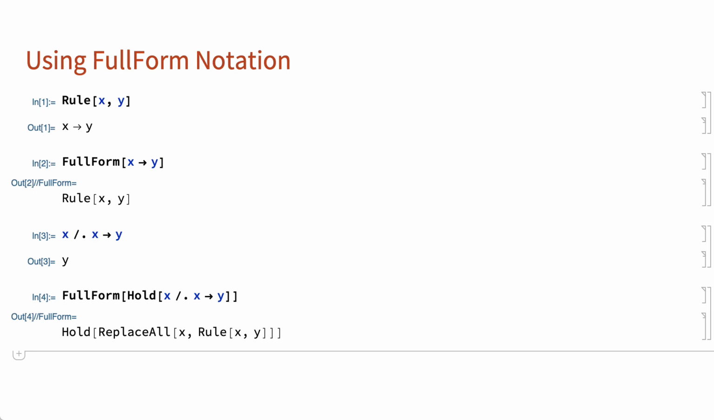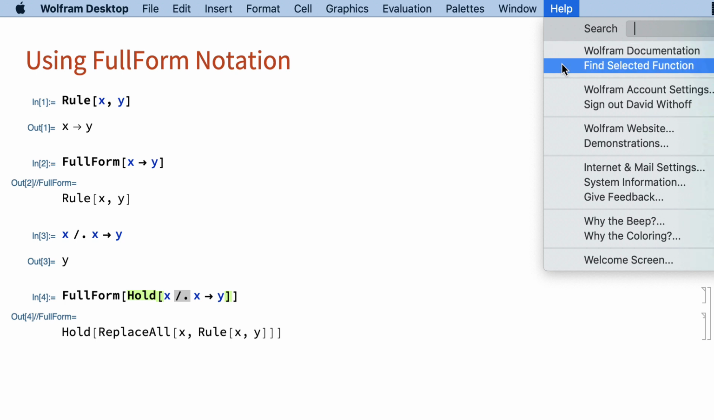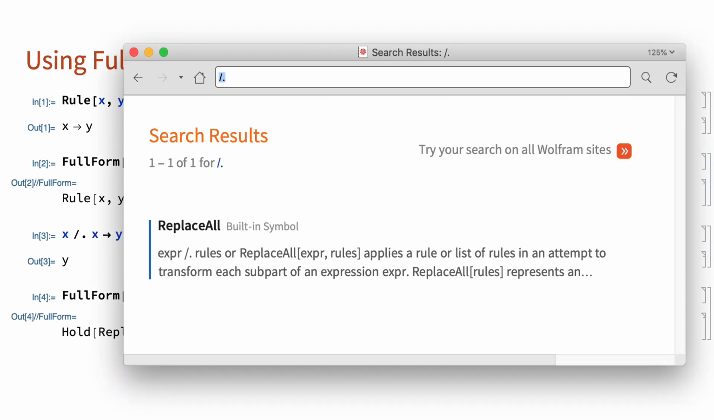In the notebook interface, information about some operators is also displayed by positioning the mouse over the operator. Positioning the mouse over the /. operator, for example, brings up a small window that includes a link to documentation for the replace all function. It's also possible to select the operator and choose Find Selected Function from the Help menu, which in this example also opens a page with a link to the documentation for replace all.